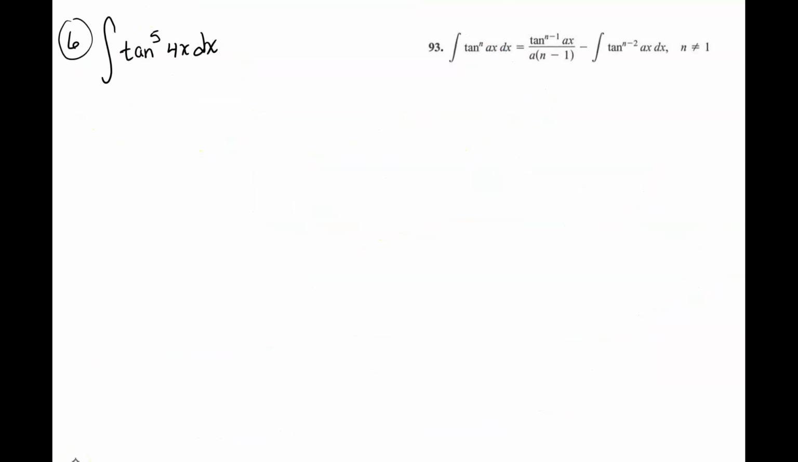Okay, so this one is going to be using a power of tangent, the integral of a power of a tangent. And we're going to be using this table of integrals formula number 93. So again, the important thing to note is what we're dealing with. We have an n, which in our case is going to be 5, and an ax, which in this case corresponds to this 4x. So we write that down. We say n equals 5 and a equals 4. And we're going to use this information to power reduce the tangent there.